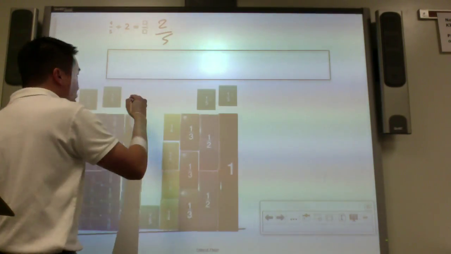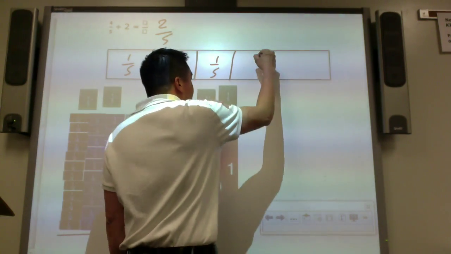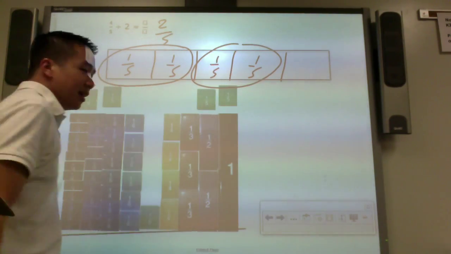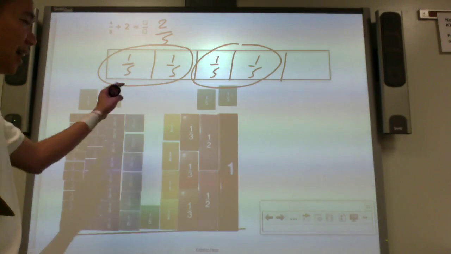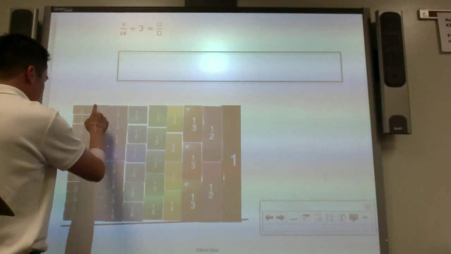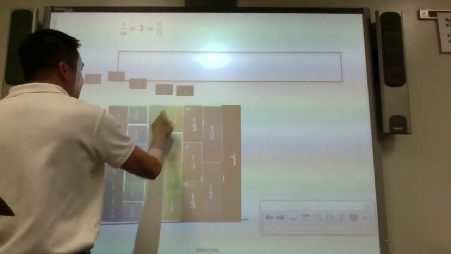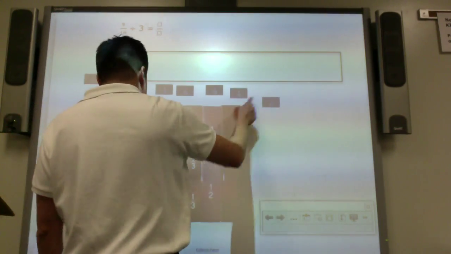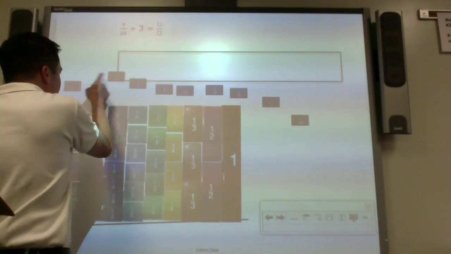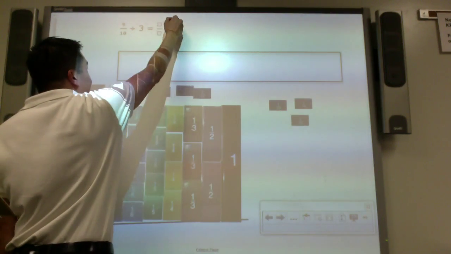2/5. How do you draw this? I have 1/5, 1/5, 1/5, 1/5. I divide it into two groups, divide it into two parts, I get 2/5. Next one, I have 9/10. 1/10, 2/10, 3/10, 4/10, 5/10, 6/10, 7/10, 8/10, 9/10. They want you to divide it into three parts. And here I get 3/10.